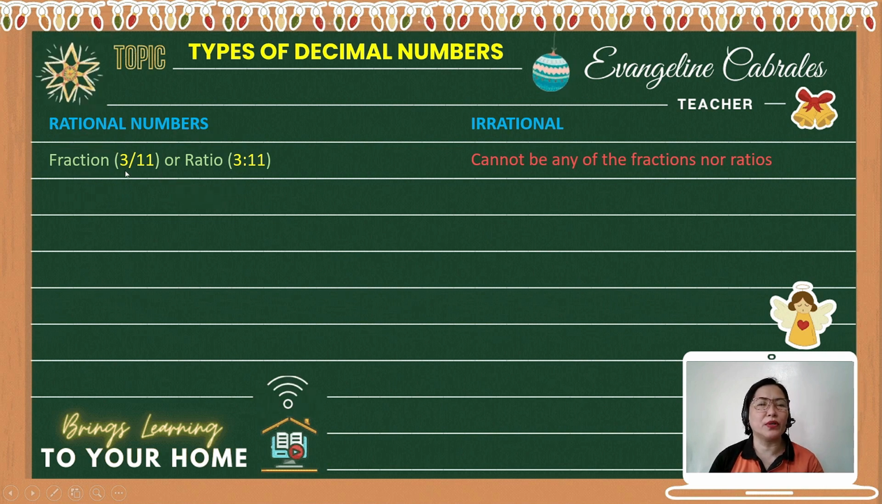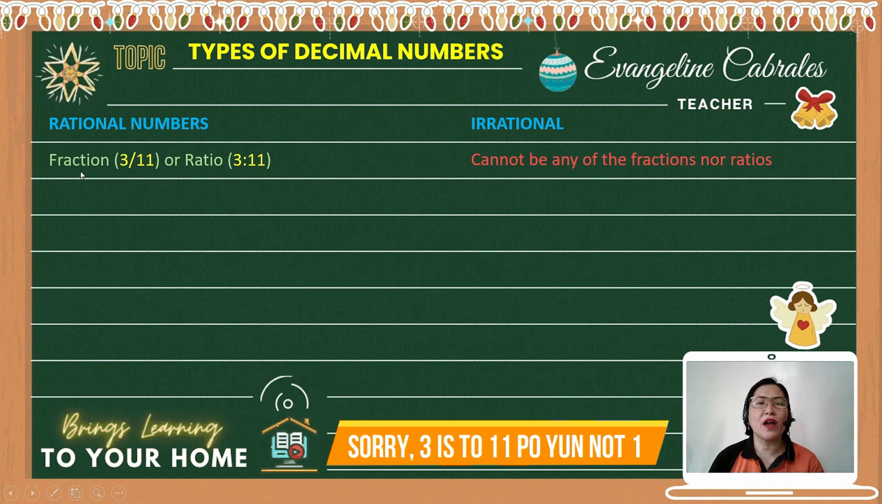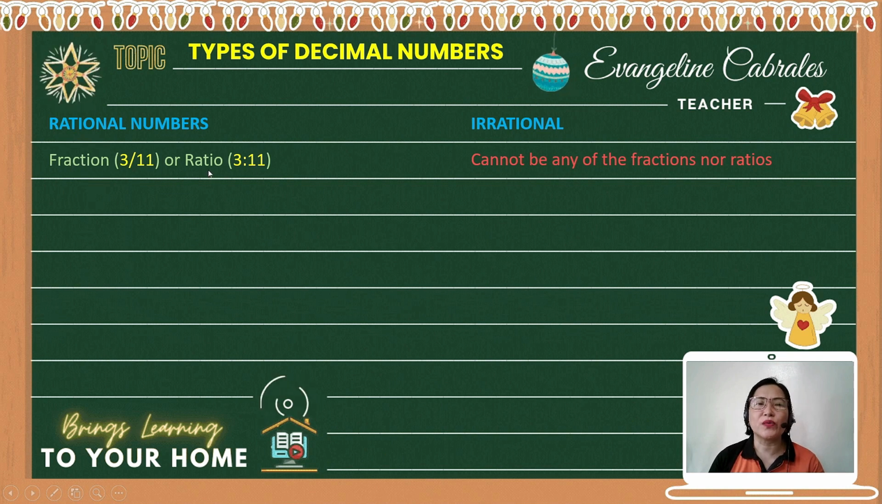O, tingnan nyo example. 3/11. Fraction yan. And the ratio is 3:1. Bakit sila magkasama? That is because fraction can be shown as ratio and ratio can be shown as fraction. Naiiba lang yung symbol na ginagamit at saka naiiba ang pagbabasa pero related sila sa isa't isa. So tandaan, ang fraction at ang ratio ay rational numbers. Irrational numbers cannot be any of the fractions nor ratios.